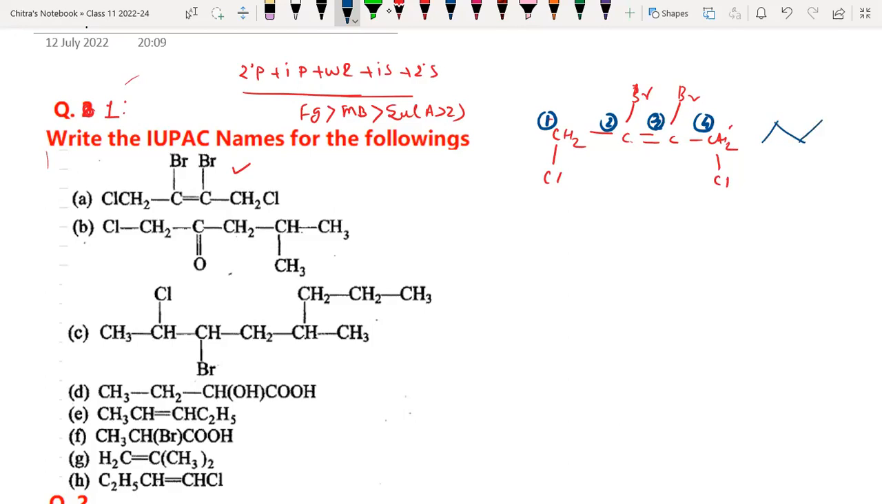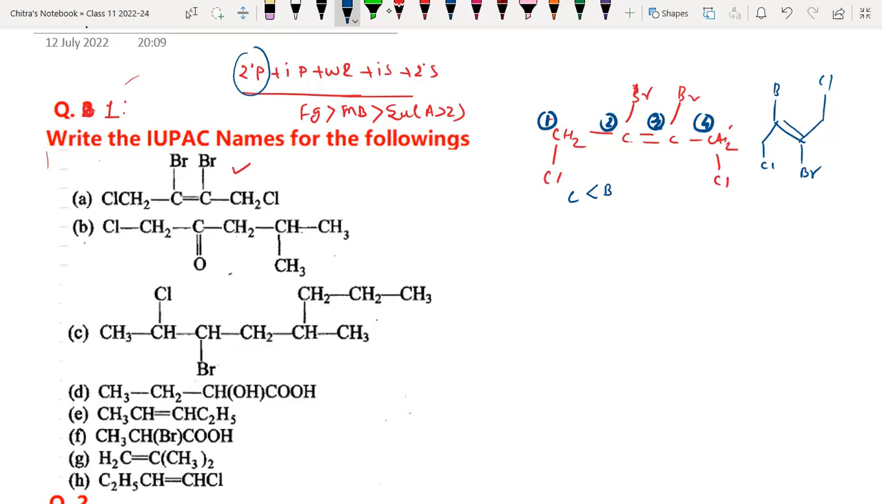Okay. If you want to draw the bond line structure for that, it can be like this. Here we have the double bond, here chlorine, here chlorine, here bromine, and here also bromine. This is the bond line structure. First we have to write the substitution, meaning the secondary prefix. Two are similar, bromine and bromine, and bromine will come before chlorine because chlorine starts from C and bromine starts from B. So bromine has more priority because it comes first in alphabetical order.